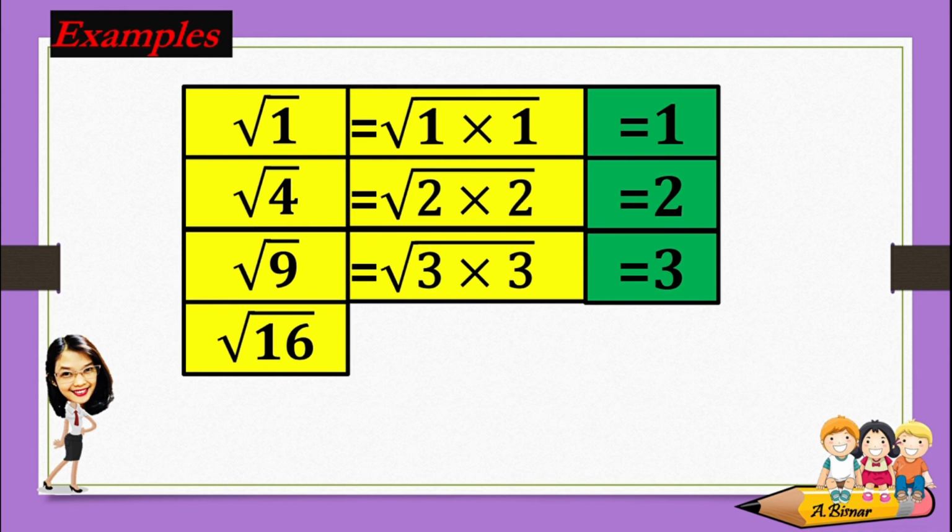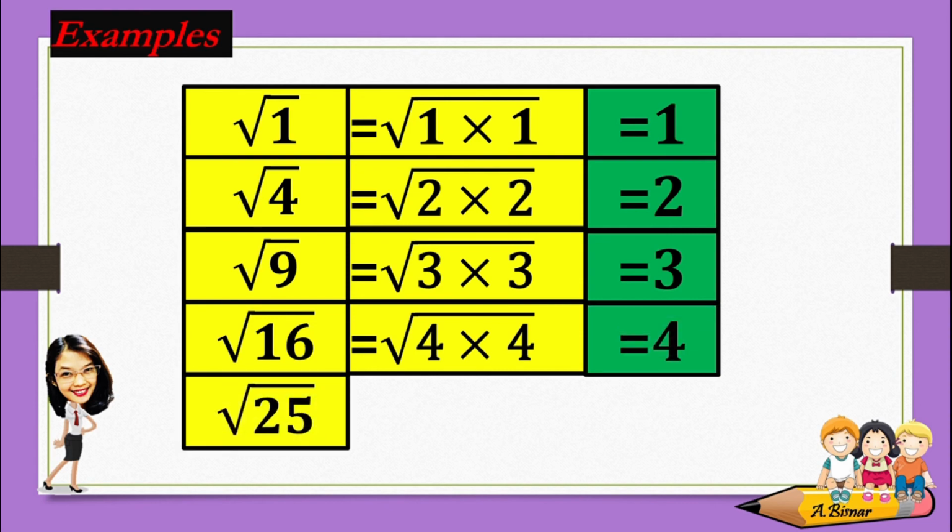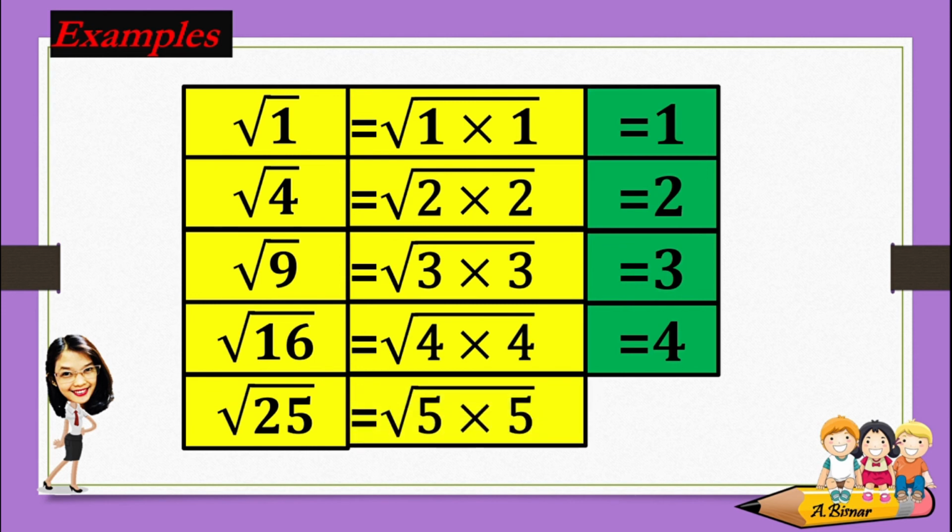Next, square root of 16. This will be equal to the square root of 4 times 4. And our principal root or the square root will be 4. Next one, square root of 25. And this will be 5 times 5. And our principal root will be 5. It's very easy, right? So as you observe, it is related to what we have studied about the square of a number.